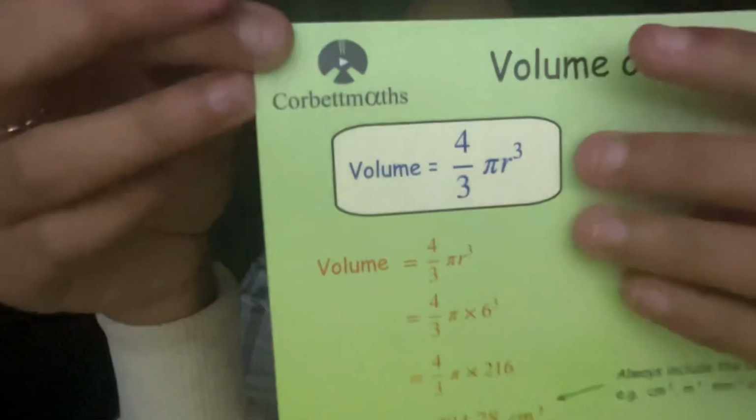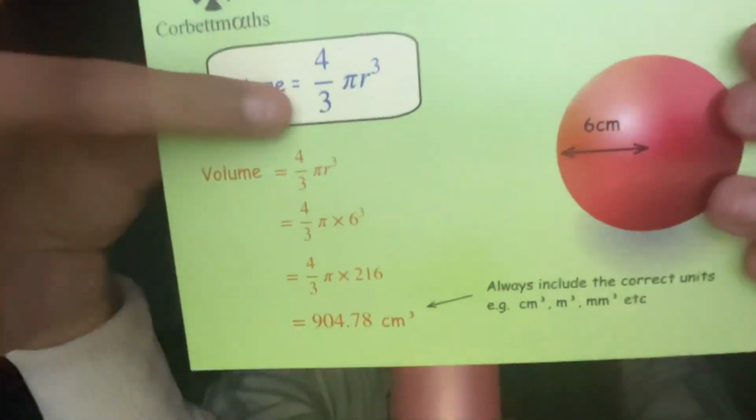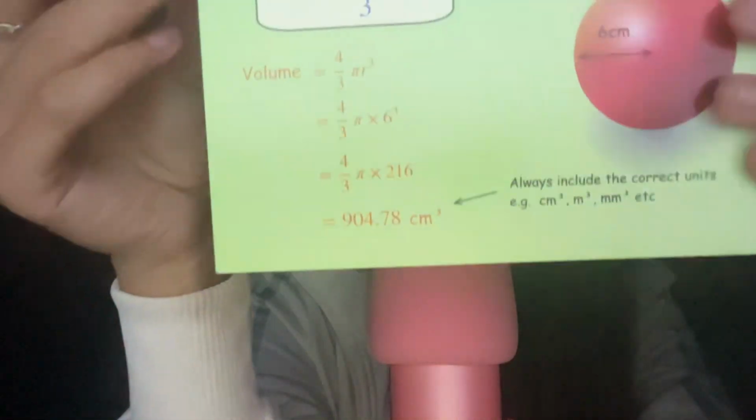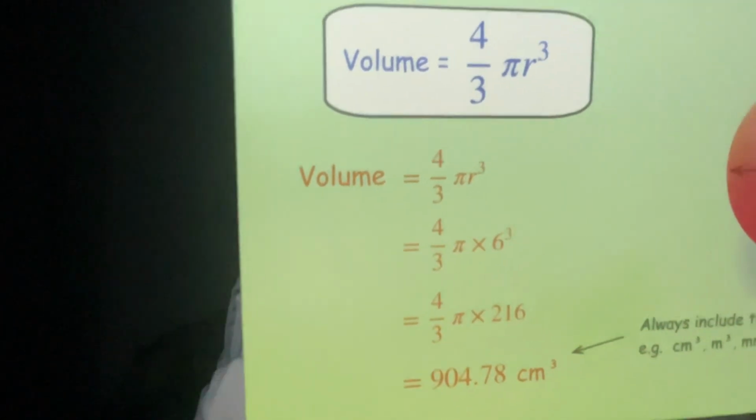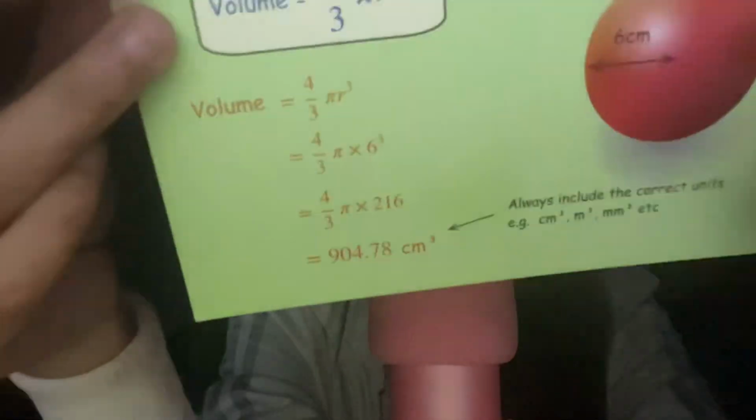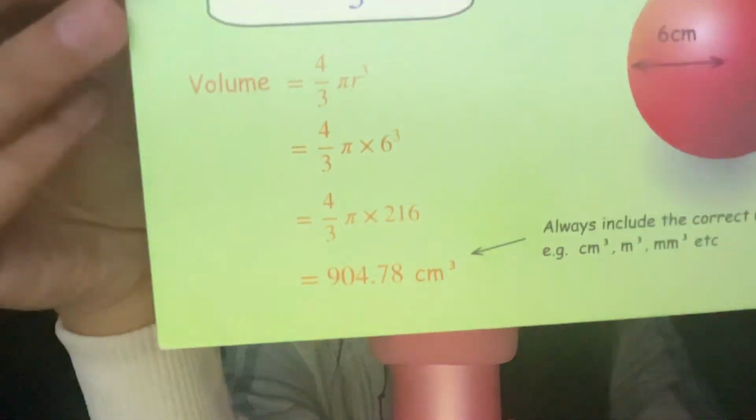Okay, so this is the volume of a sphere. The volume is 4 over 3 pi r cubed. There's no trick to remembering this, you just gotta remember it. So you just do 4 over 3 pi r cubed.